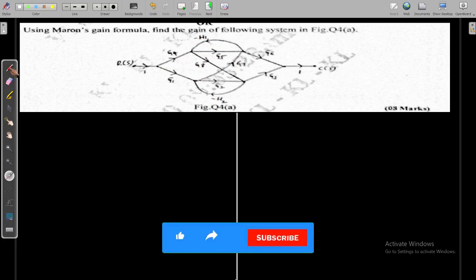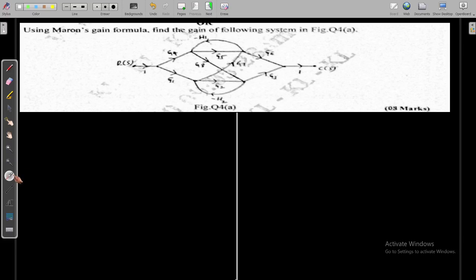So what is the first step you can do while solving the signal flow graph by using the Mason's gain formula? First of all, you have to identify the forward paths. So first we will identify the number of forward paths. Forward path means you should start from the input node, then reach the output node without repeating any node again and again. We already know that this is called the forward path. So let us write the forward paths here.